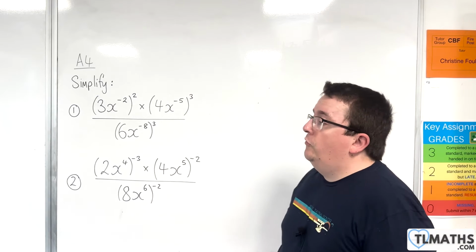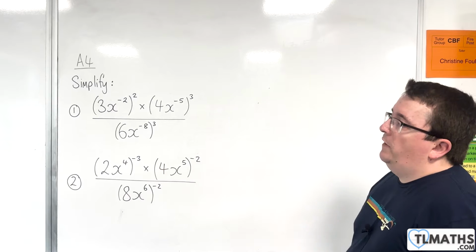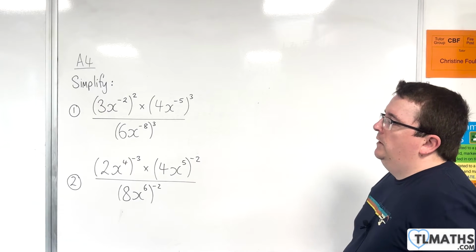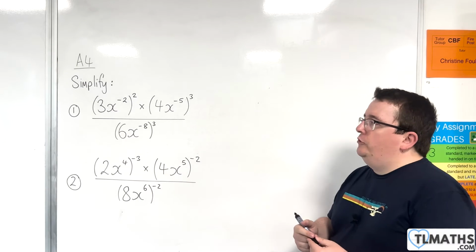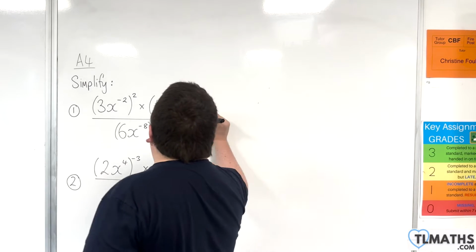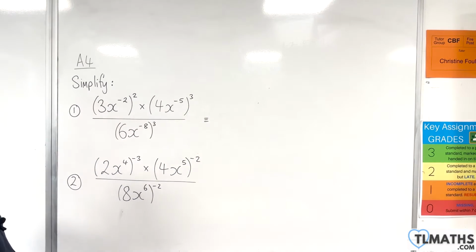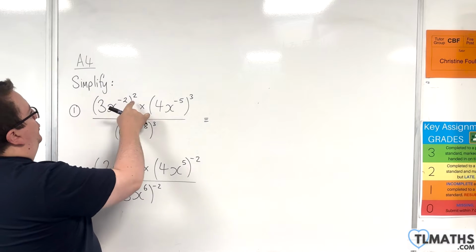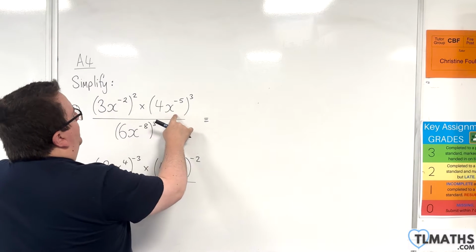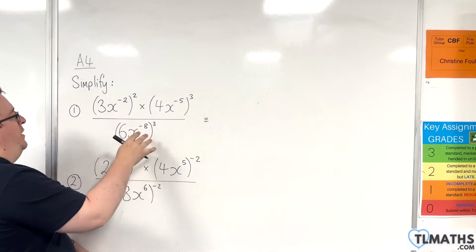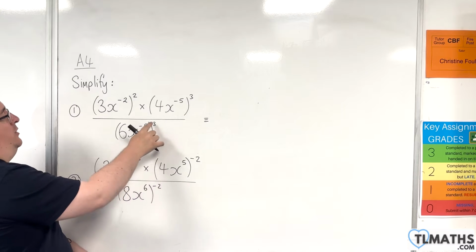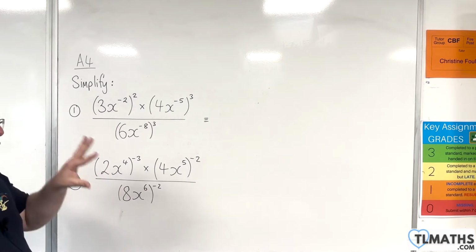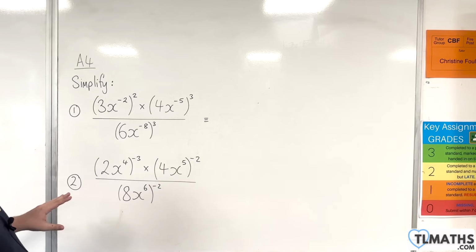So in this video, we're going to go through a couple more examples of simplifying algebraic fractions. So it's really just about getting the order right here. So for the first example, we have 3x to the minus 2 all squared times by 4x to the minus 5 all cubed divided by 6x to the minus 8 all cubed. So deal with each bracket first.